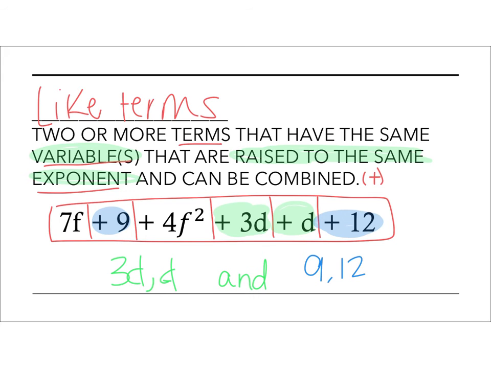Now what I have left, let's talk about those really quickly. I've got my 7f and my 4f squared. These two are not like terms because of this exponent. F squared is different than just f, so those two are not like terms, so we will not include them in our like terms. They are just terms. So I'm going to erase those. So I've already listed out all of my like terms: 3D and D are a pair of like terms, and then 9 and 12.